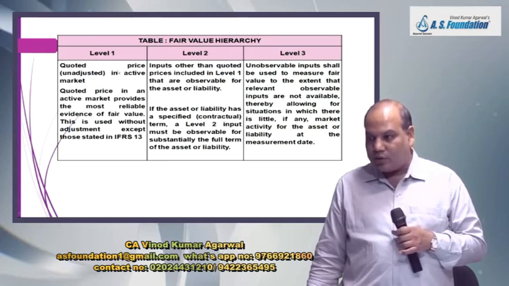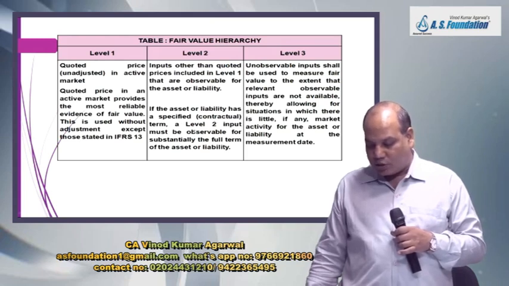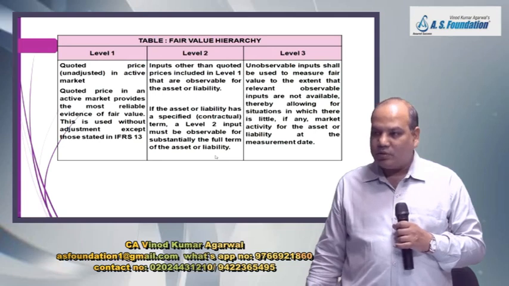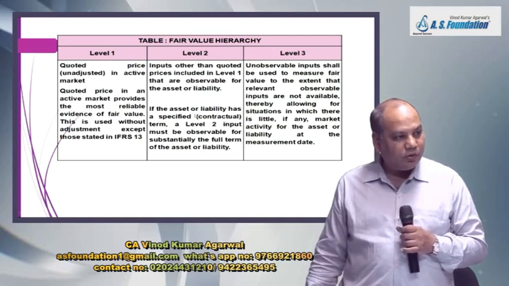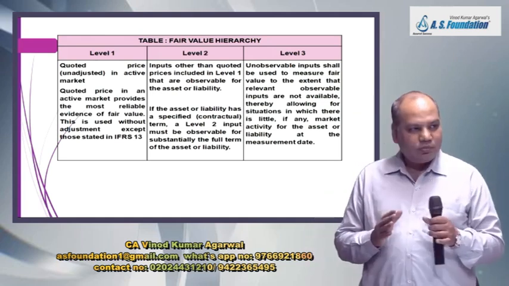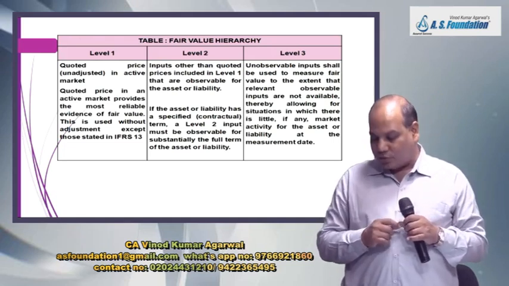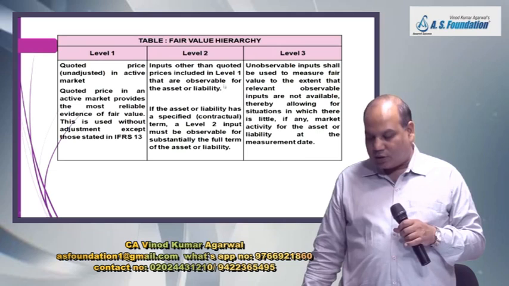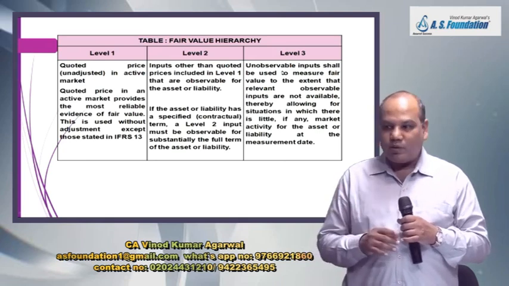If you can find level 1, nothing like that. If the asset or liability has a specified or contractual term, a level 2 input must be observable for substantially the full term of the asset or liability. So if you are having a 10-year bond to be fair valued, then if you are comparing with another bond which has an 8-year fair value, then it may not be appropriate. So what they are saying, the observable input that you are using should have the same term like the asset or liability to be valued, and level 3 are unobservable input.